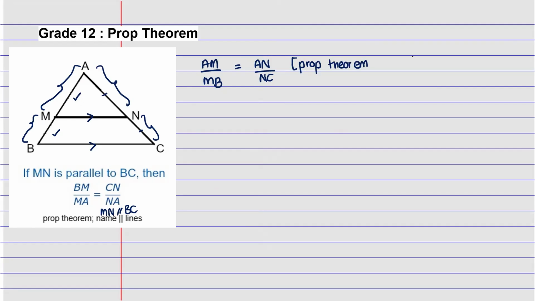All right, let me just take this up. Proportionality theorem, and you put your parallel lines, which are MN parallel to BC. Also, you can write it like this. Let me just write it. You can write it like this. Let me just erase this.